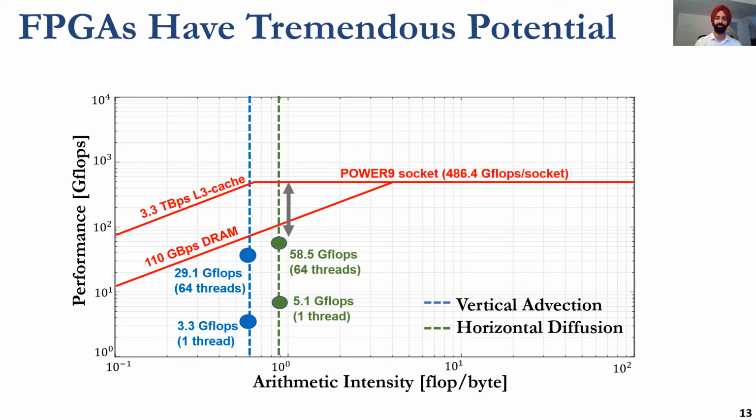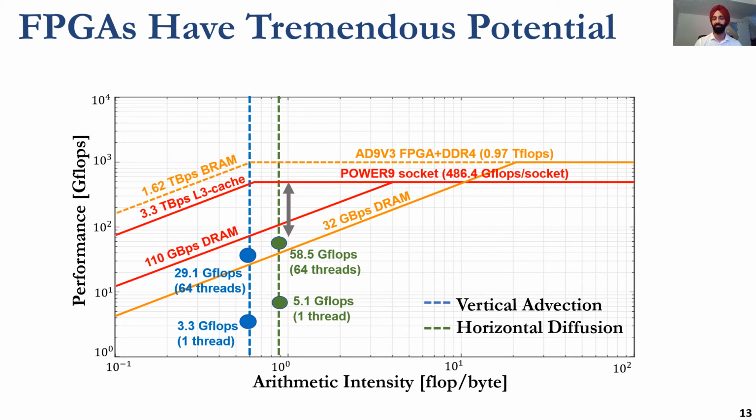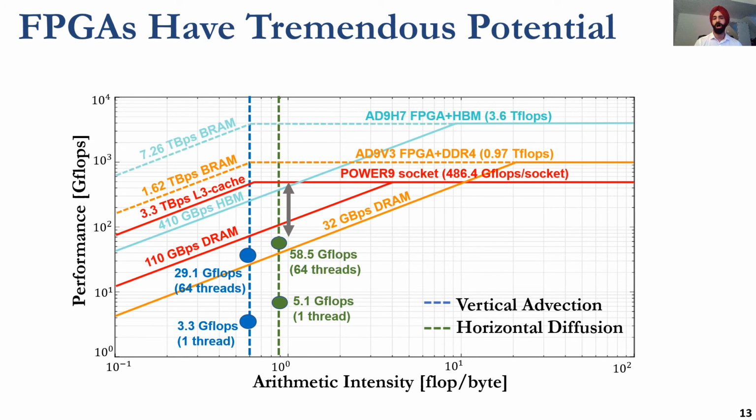Now we annotate the FPGA rooflines to our earlier CPU roofline plot to show the potential of FPGA boards. For the Alpha Data 9V3 card that has DDR4 as DRAM, we have a performance peak at 0.97 teraflops. The roofline of Alpha Data 9H7, which has HBM memory, is at 3.6 teraflops, with an HBM bandwidth of 410 gigabytes per second. Apart from this tremendous potential, FPGAs also allow us to tailor the circuitry and build an application-specific heterogeneous memory hierarchy, which we exploit in our design.